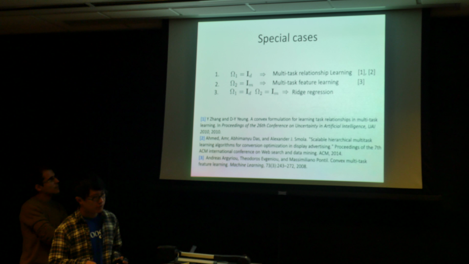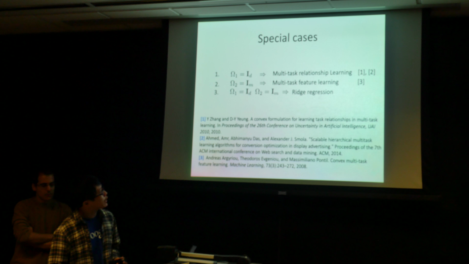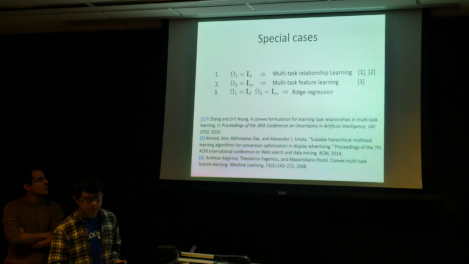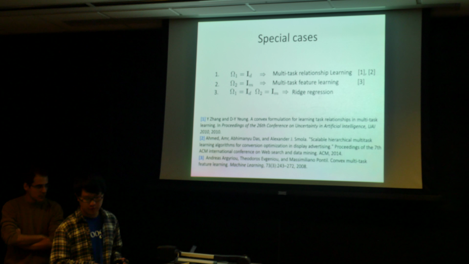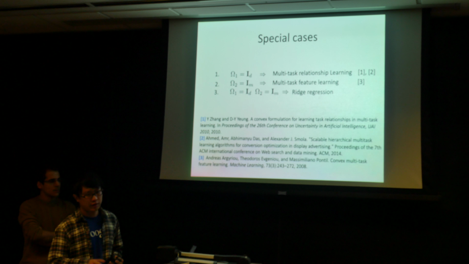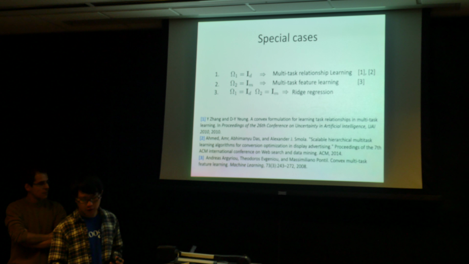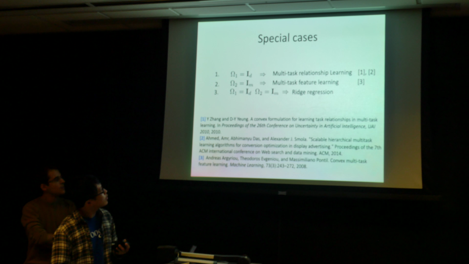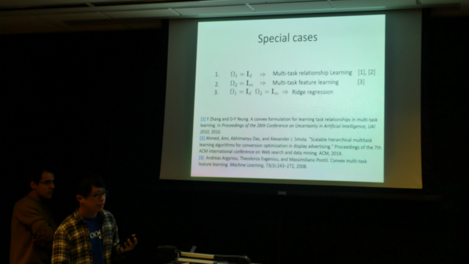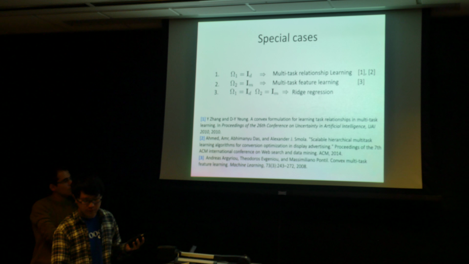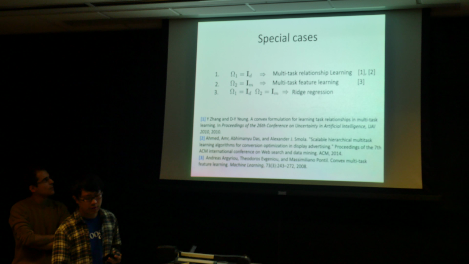among different features. If we fix omega-2 to be an identity matrix, this reduces to another setting in multitask learning, which is called multitask feature learning. In this framework, they fix the relationship among tasks, but they try to model the correlation among features. If we let both omega-1 and omega-2 be identity matrices, this reduces to a single task learning setting, which is basically a ridge regression problem.